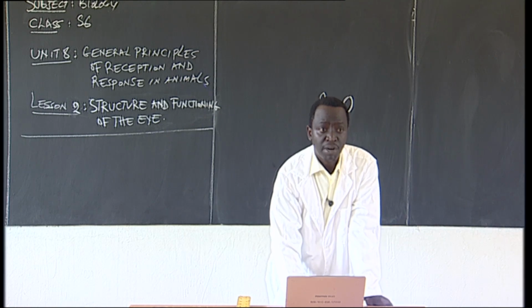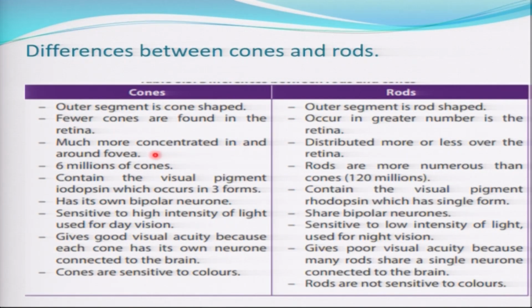Nice. Then you have them much more concentrated. We have many cones, more cones than what? Than rods. There are 6 million cones, which are rare compared to the rods, which are very numerous, 120 million. Cones have a pigment called iodopsin, and rods have a pigment called rhodopsin. Cones are sensitive to high intensity of light.